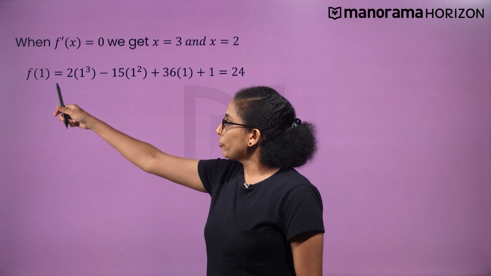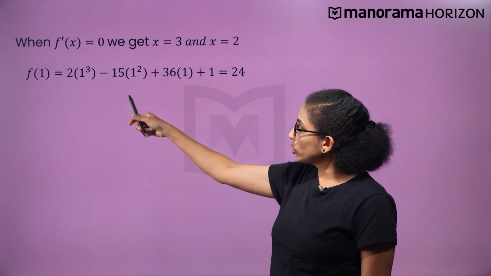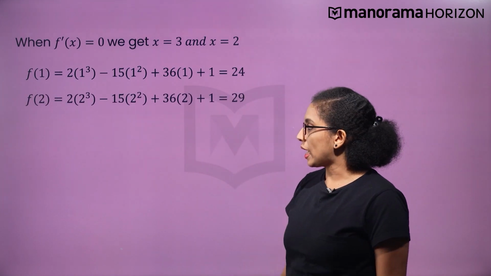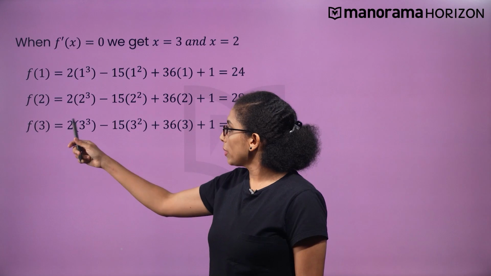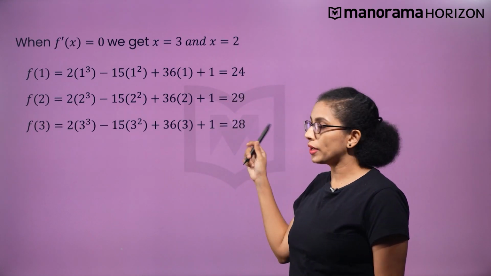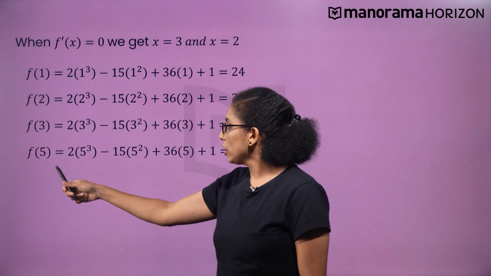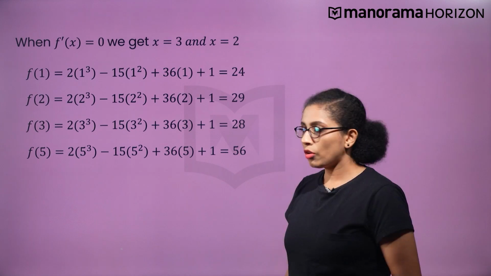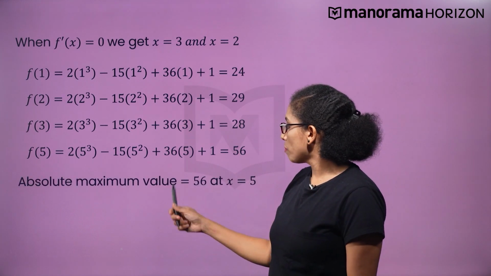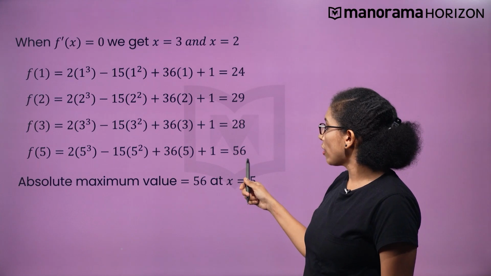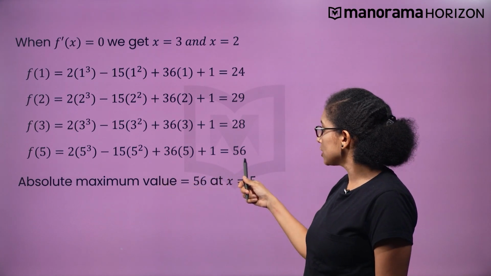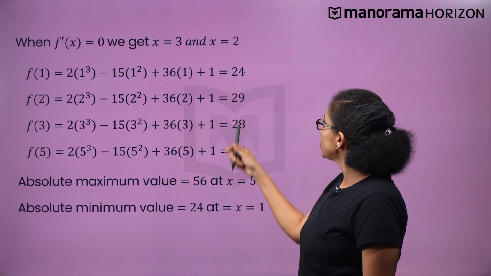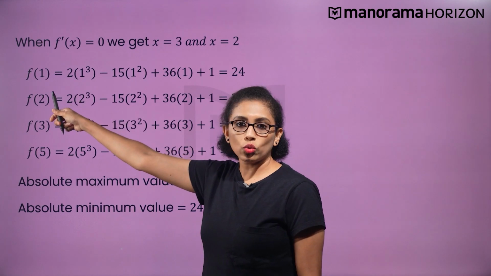Let's see. Now, f of 1, we substitute the value and we get 24. f of 2, we get 29. And what is f of 3? f of 3, by giving the value x is equal to 3, we get 28. And f of 5, on substituting and solving, we get 56. Now, from this, we can conclude that the maximum value is 56. So, the absolute maximum value is 56 at x is equal to 5. And the absolute minimum value is 24 at x is equal to 1.